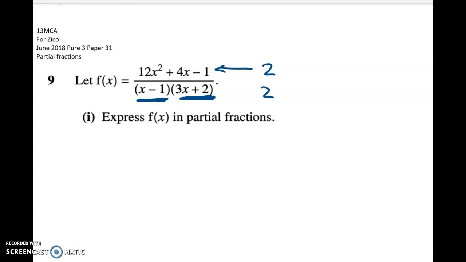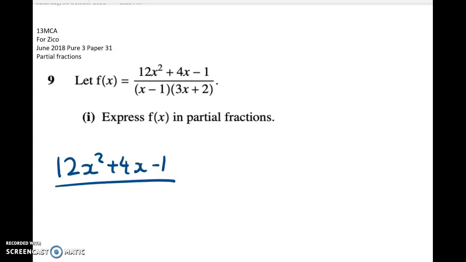That means that we need to start by finding the constant. So looking at where this is going to go, we've got a 3x squared down here, and we've got a 12x squared up here. So we're going to end up with the constant being 4. But we're going to go quite slowly to see how we get that. So we've got 12x squared plus 4x minus 1. And in the denominator, I'm going to expand this out. So we get 3x squared, going carefully, minus 3x plus 2x gives me minus x minus 2.